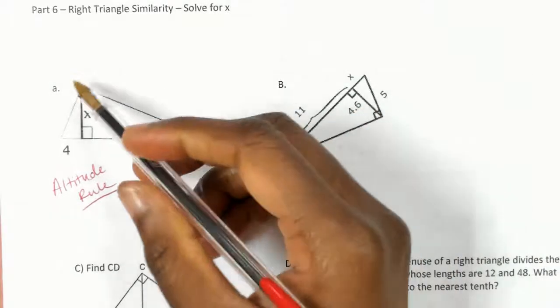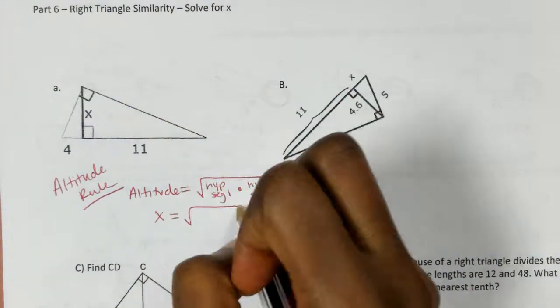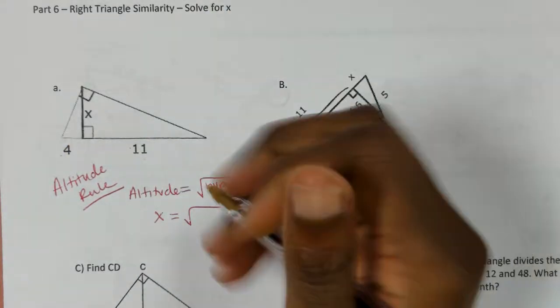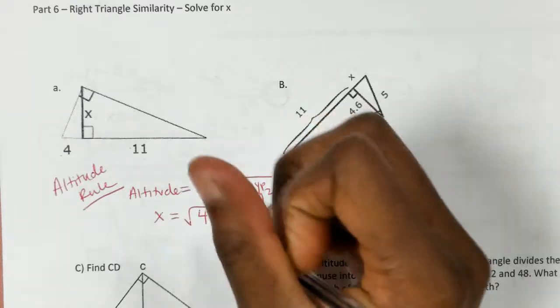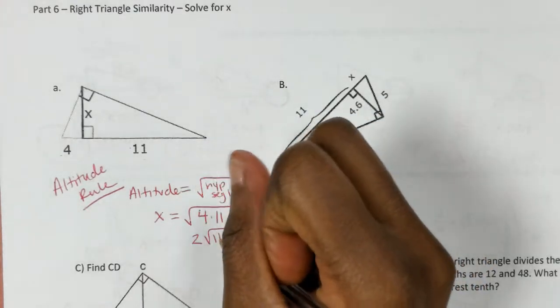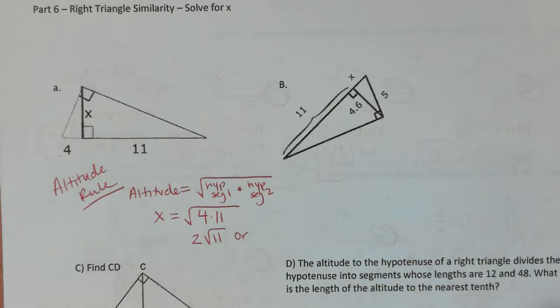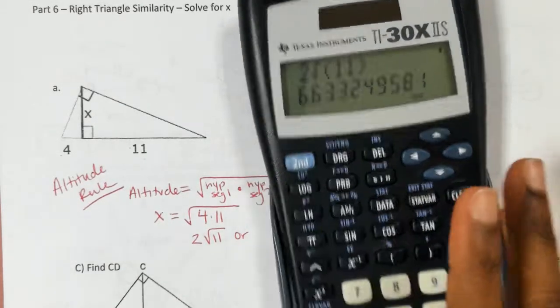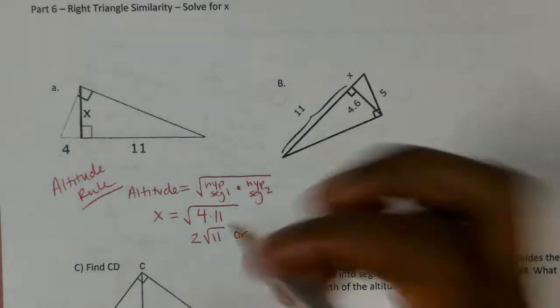So in this case, the altitude is x. It's equal to the geometric mean between hypotenuse segments 1 and 2. Doesn't matter which one's 1, which one's 2. 4 is a perfect square, so this will become 2 radical 11. Or, if I type it in my calculator and get a decimal answer, it's also equivalent to 6.6.